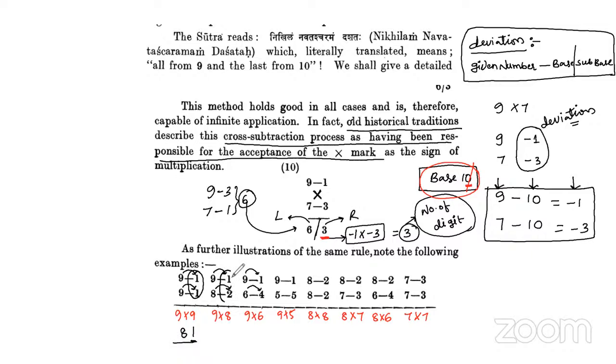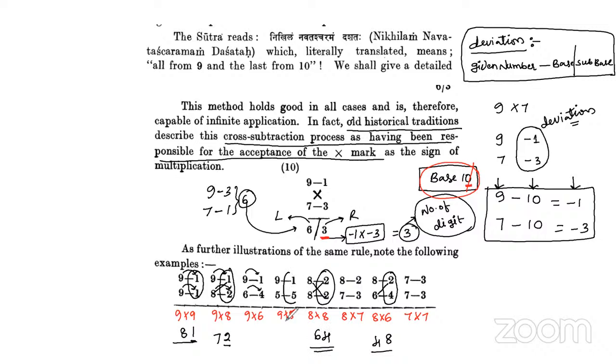In this case, -1 into -2, that will be 2, and the single digit will be fixed here. 8 minus 1, that will be 7. So 72 is my final answer. And look at here, minus 2 into minus 4, that will be plus 8. And 6 minus 2 will be 4. So 48 will be the answer. And minus 2 into minus 2, that will be 4. And 8 minus 2, that will be 6. So 64 will be our answer.